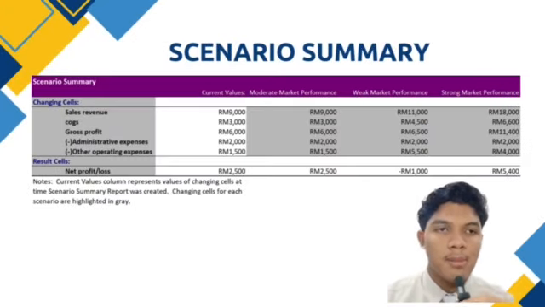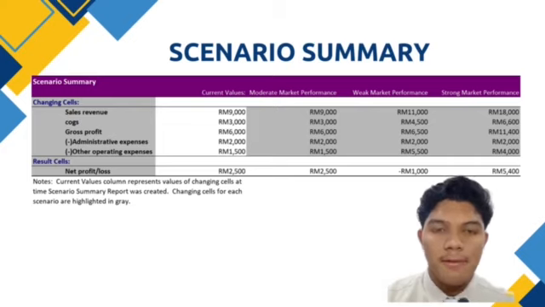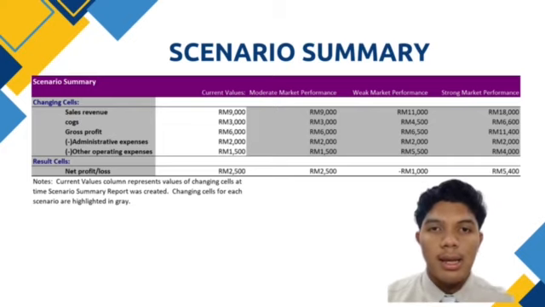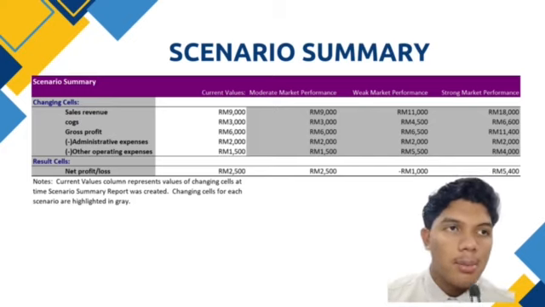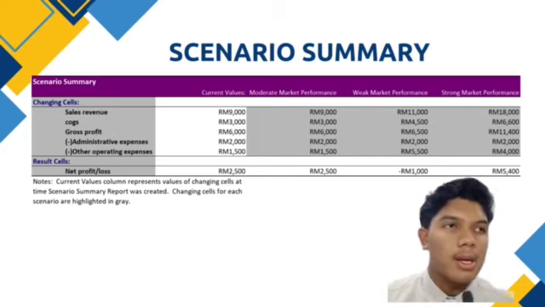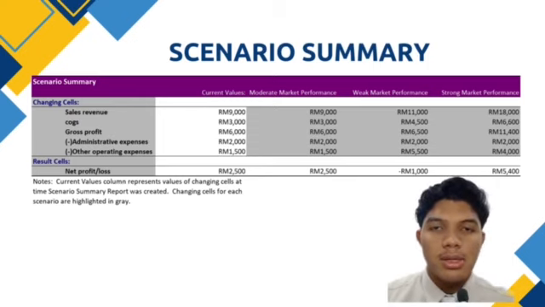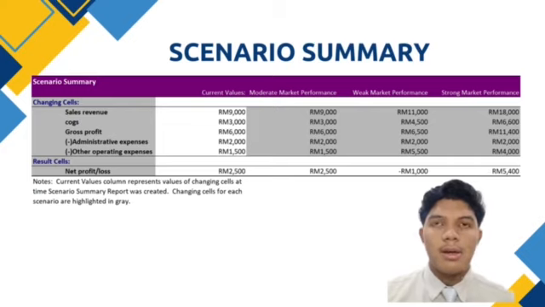And then, the data from the scenario manager we can use to create the scenario summary by using the what-if analysis of scenario manager. And then, we enter all the items and we will look at the interface like this, which consists of current value, moderate market performance, weak market performance, and strong market performance. So this shows the total amount of profit and the loss for the company at the different types of scenario. So by looking at this, the scenario manager can determine at which season the company experiences the most profit and incurs the loss.